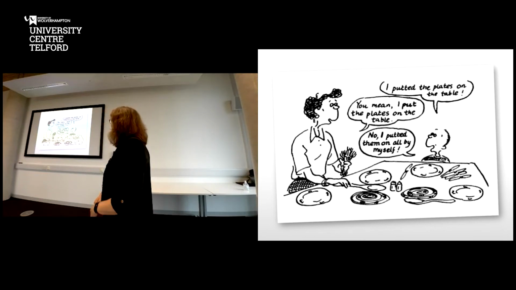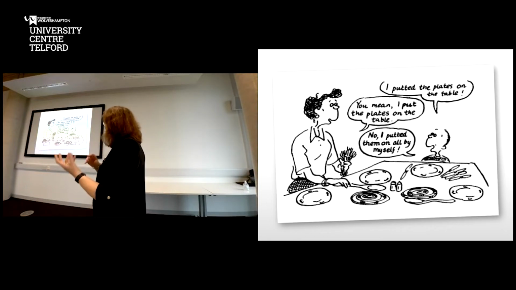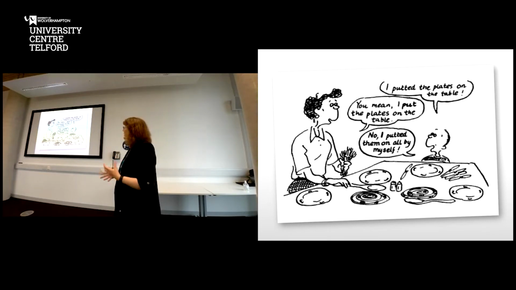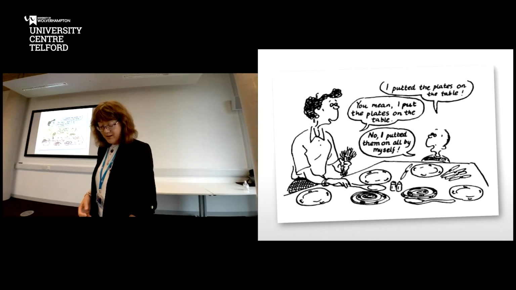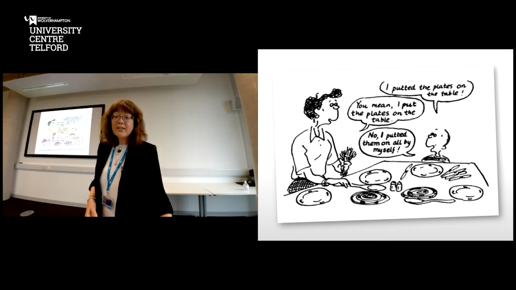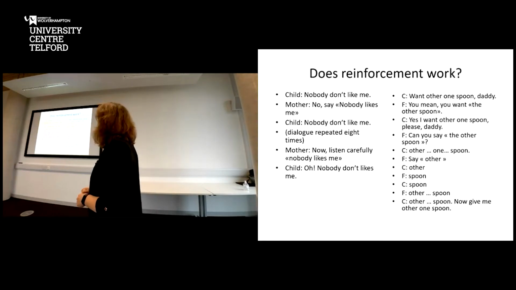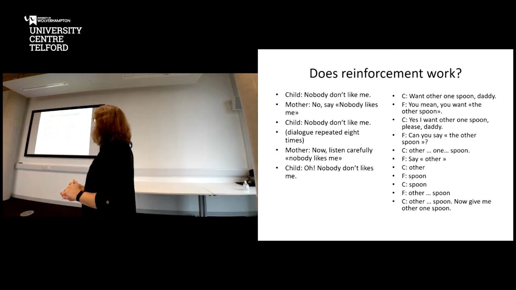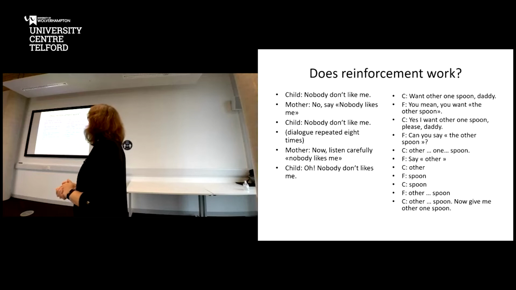So the parent or the carer is correcting the grammar, and the child seems to be immune to these corrections. And again, there is a lot of data to suggest that that is the case as well. So these dialogues come from a book called How Languages Are Learned.